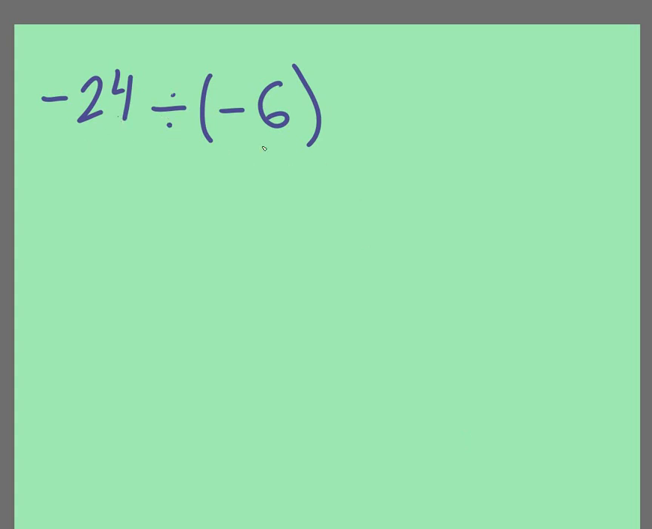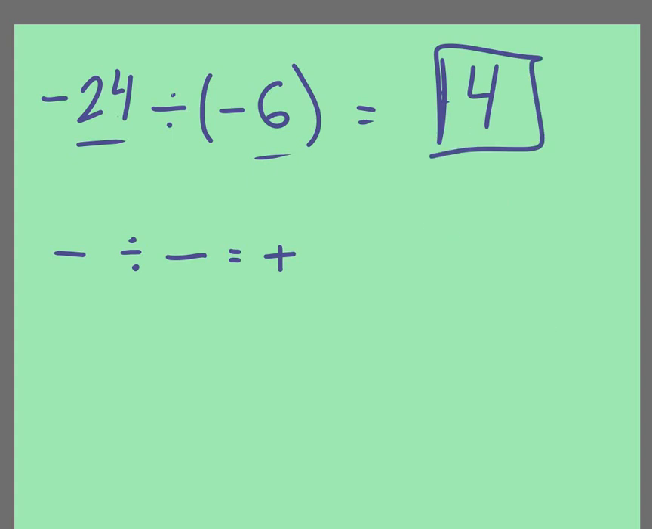So first we're going to do 24 divided by 6. Well, we know 24 divided by 6 is 4. I forgot to swap colors. Whatever. 24 divided by 6 is 4. But what do we do with the negatives? Well, division and multiplication follow the same rules. So a negative divided by a negative is a positive. So this will be a positive 4. So the answer is just 4. Okay? Let's take a look at another one and see if we can't clarify a few things here.